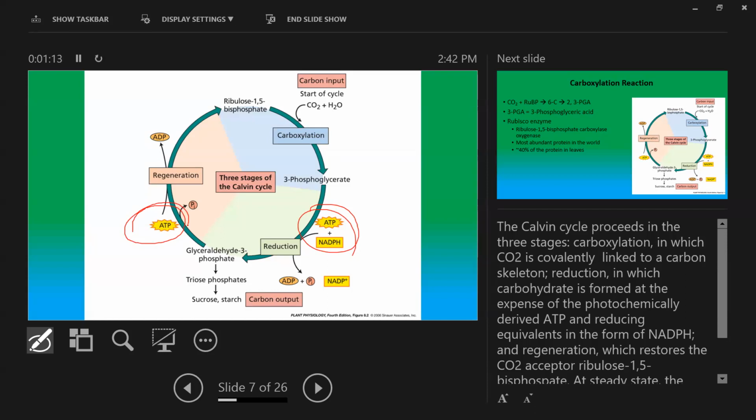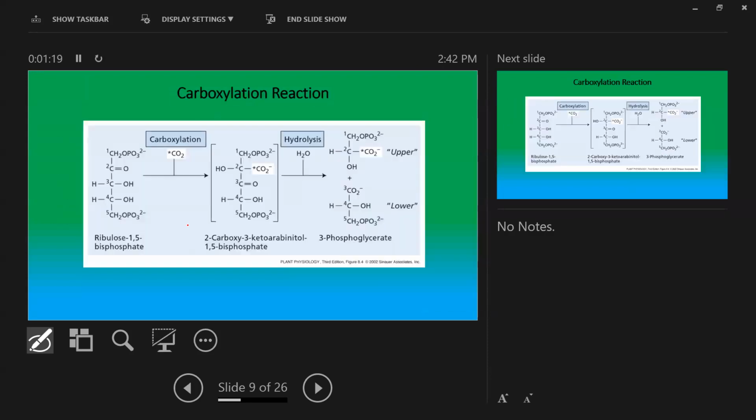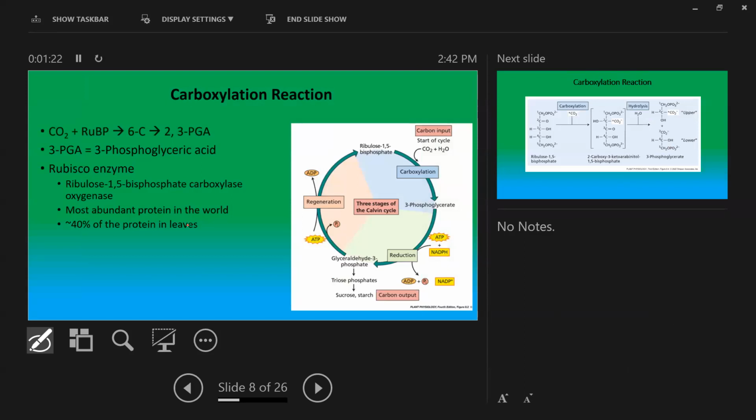So again, the words that I've written out, those are the steps that I think are important to think about.